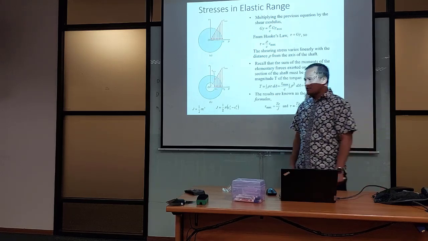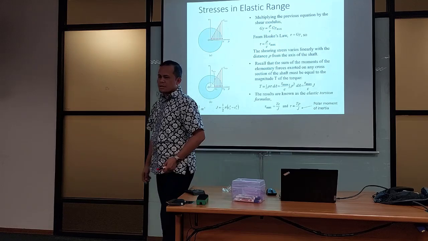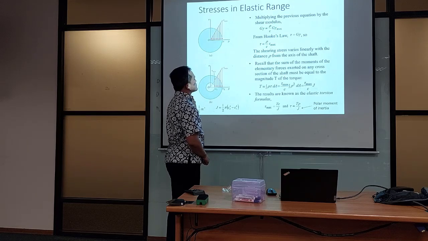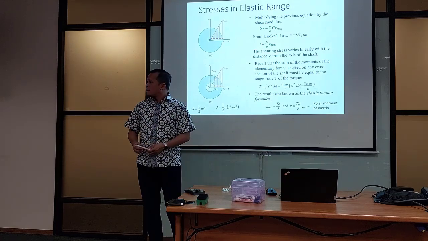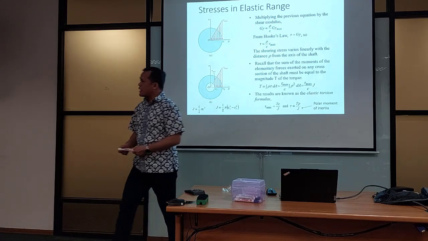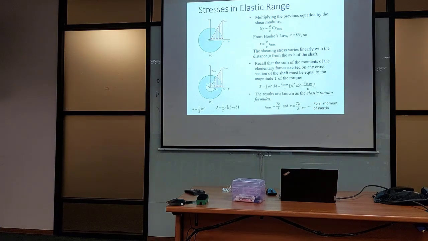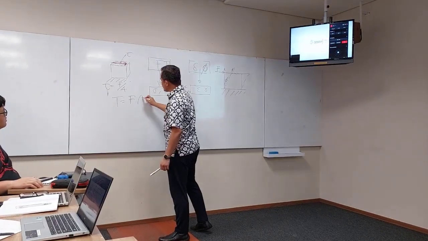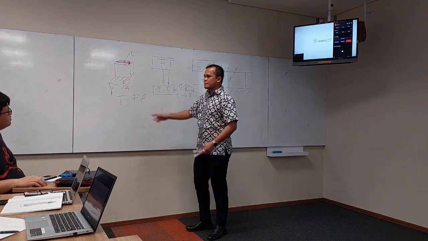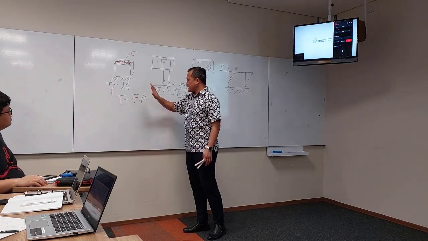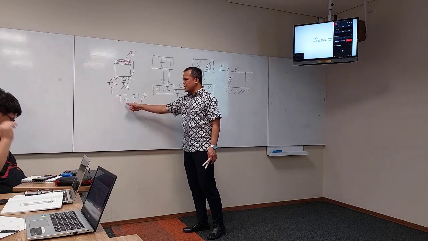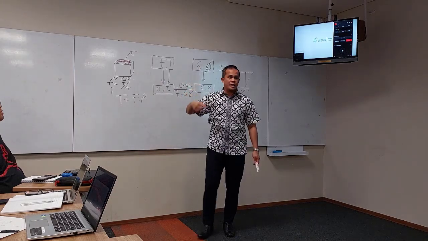Torque is equal to force times distance. In here, torque is F times R, or rho. The F generated inside the shaft multiplied by its distance from the axis will generate torque. We have this equation in the early slide.